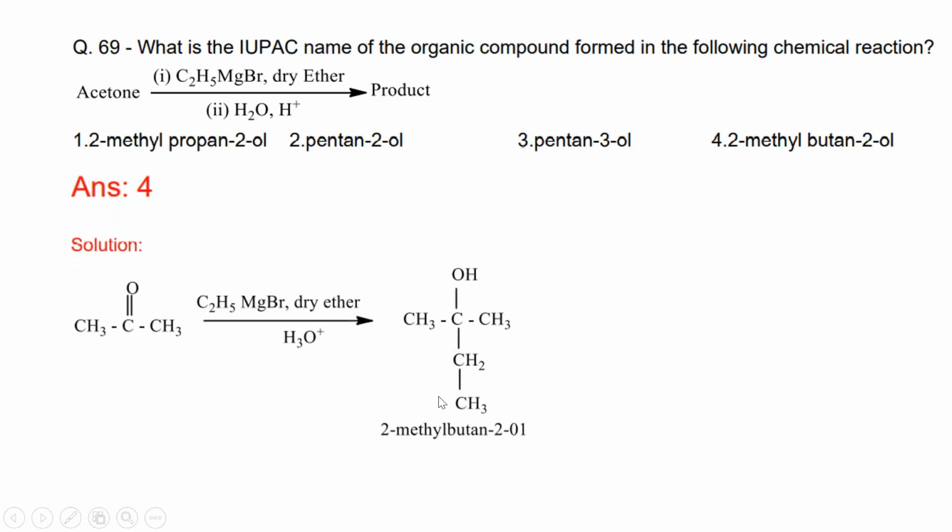So C2H5 minus, that is coming from the Grignard reagent, will attack the carbonyl carbon and gives you this 2-methyl butan-2-ol. That is the tertiary alcohol we got. So option 4 for question number 69. Next question number 70.